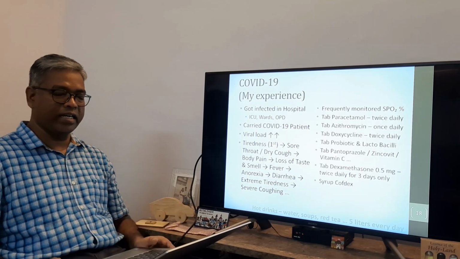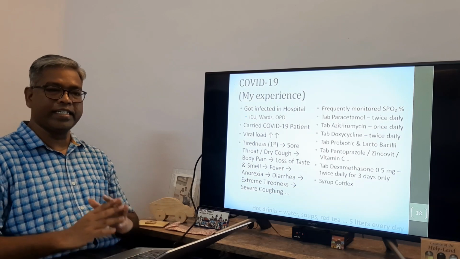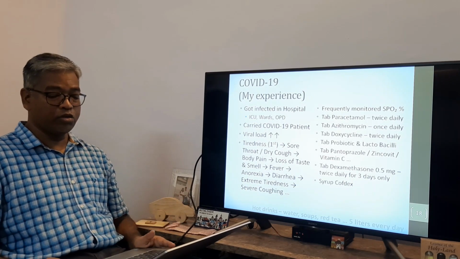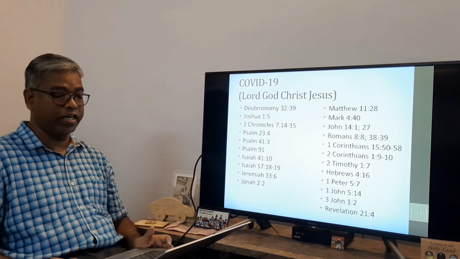The rest of the things were just off and on, once or twice, and even the vitamins I didn't take altogether for 15 days, only twice. Hot drinks, soups, water, red tea, 5 liters a day, and that was very helpful.